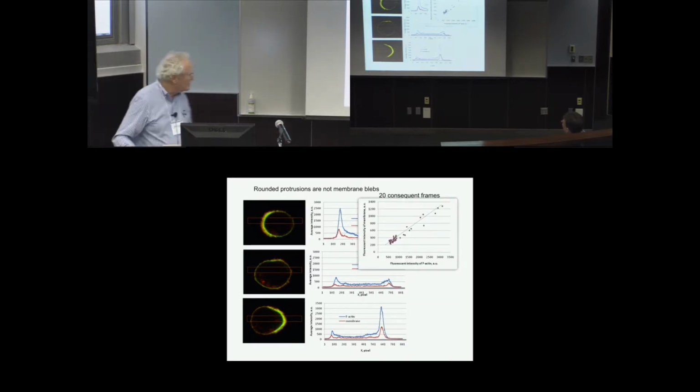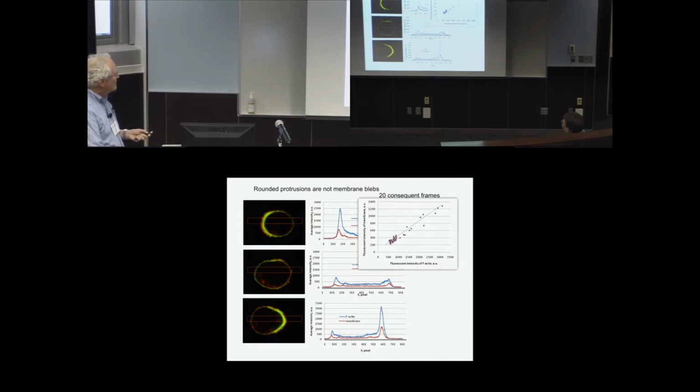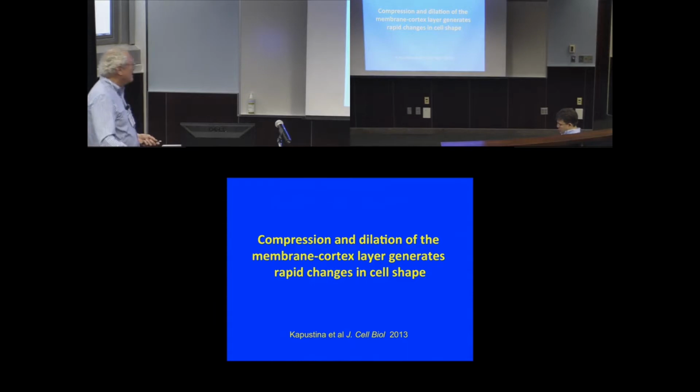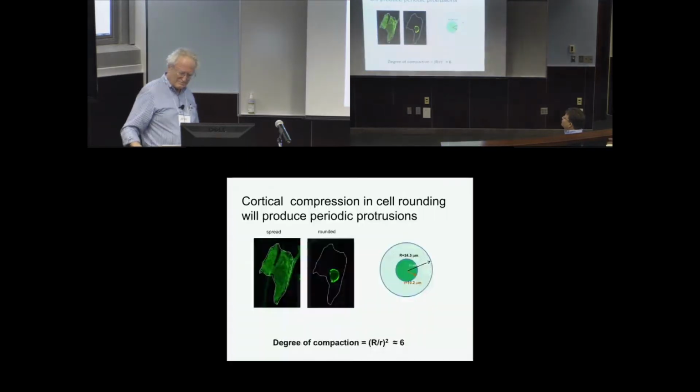And you can plot the intensity of membrane versus intensity of the cortical actin, and you can see it's a linear relationship. So it doesn't appear that we ever have a situation where the cell blebs without cortex under it. That led to a hypothesis that compression and dilation of the membrane-cortex couple generates rapid changes in cell shape. And you can go the other way.